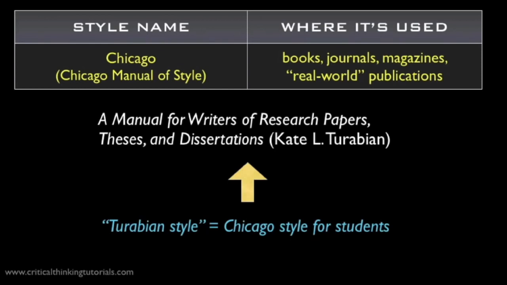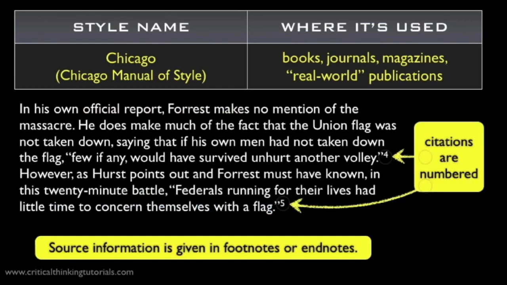This is sometimes called Turabian style, but it's really just the Chicago style edited and compiled for undergraduate and graduate students. What's distinctive about the Chicago style is that it supports two different reference styles and supports the mixing of those styles in the same publication. When most writers hear the term Chicago style, they think of a sequential numbering, notes-based citation system, like the one illustrated here. The citations are numbered, and then the source information is given either in a footnote at the bottom of the page or an endnote at the end of the document.